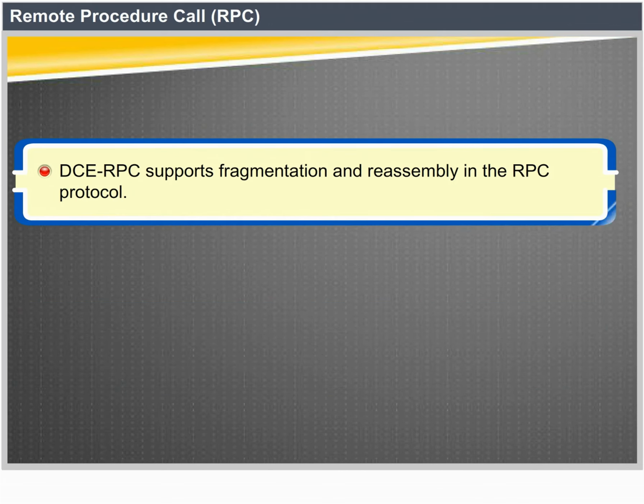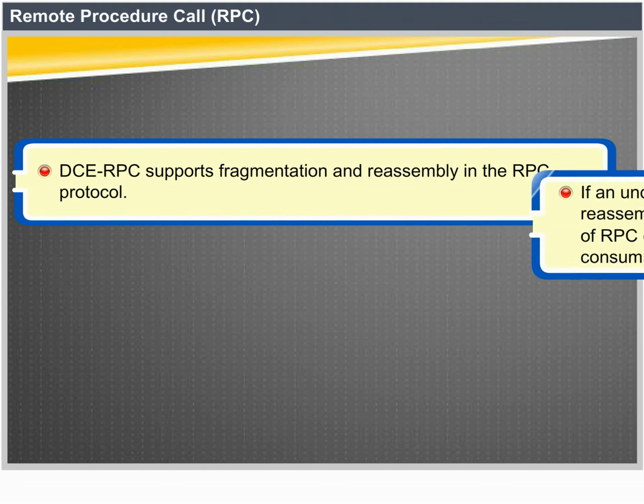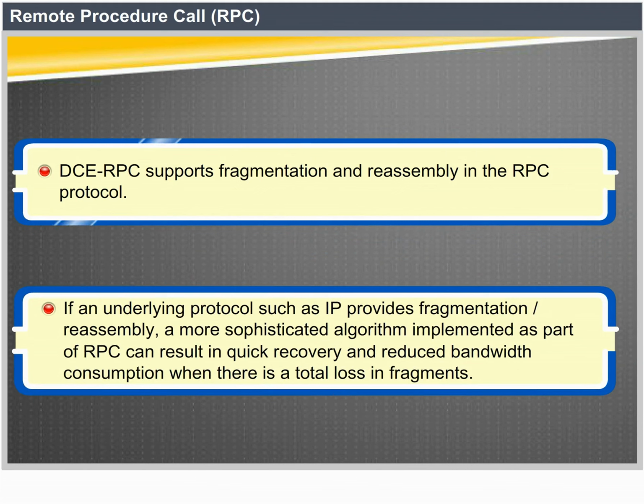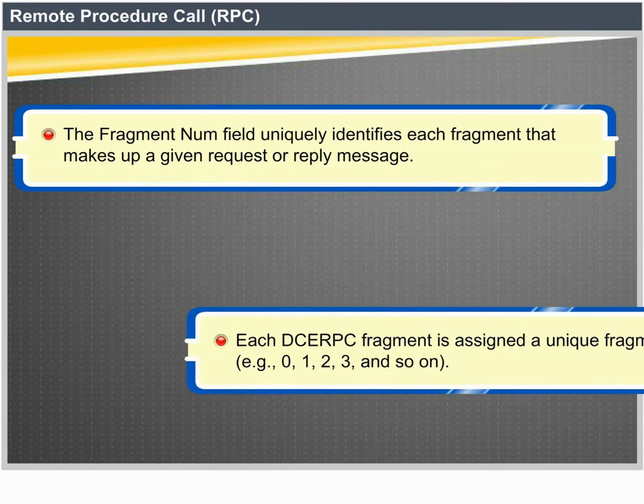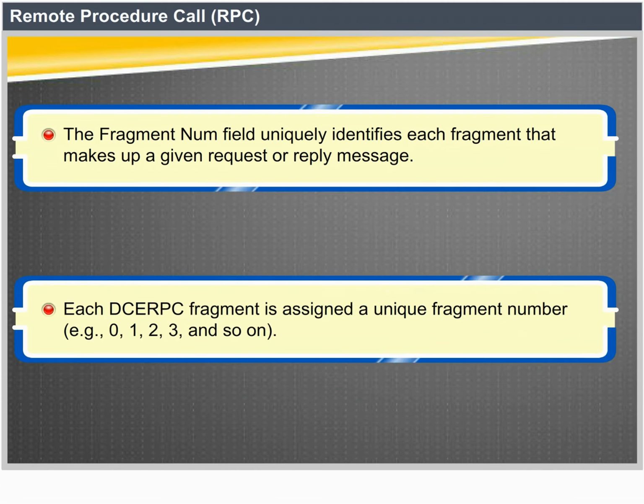DCE RPC supports fragmentation and reassembly in the RPC protocol. If an underlying protocol such as IP provides fragmentation and reassembly, a more sophisticated algorithm implemented as part of RPC can result in quicker recovery and reduced bandwidth consumption when fragments are lost. The fragment num field uniquely identifies each fragment that makes up a given request or reply message. Each DCE RPC fragment is assigned a unique fragment number, for example 0, 1, 2, 3, and so on.